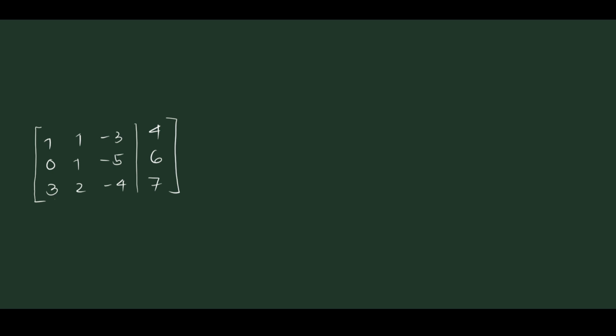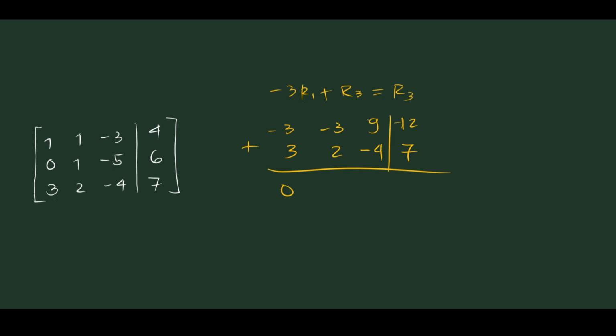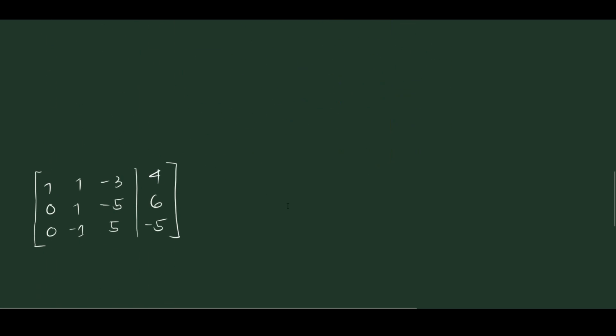How are we going to accomplish that? We can multiply R1 again by -3. So -3 R1 plus R3, and then we are going to assign that new sum to R3. Let's multiply R1 by -3: -3, -3, +9, and then 3 times 4, that would be -12. Then we copy R3: 3, 2, -4, then 7. If we add those, we get 0, -1, and then 5, and then -5. If we substitute it to R3, you will get this one right here. Very cool.